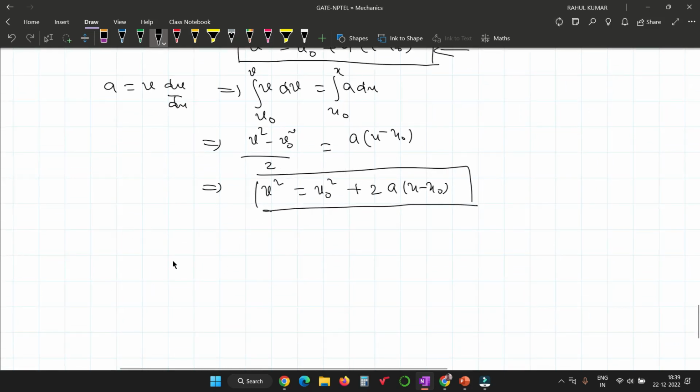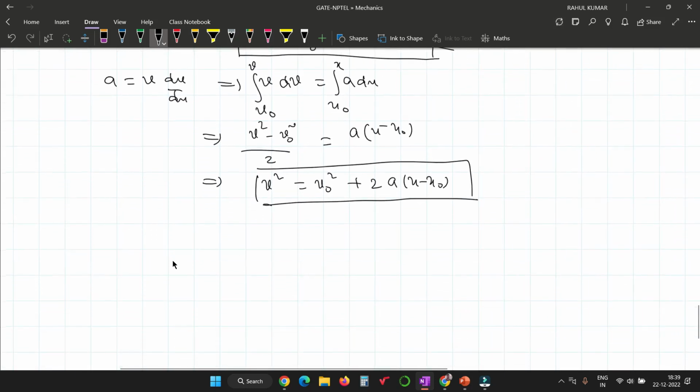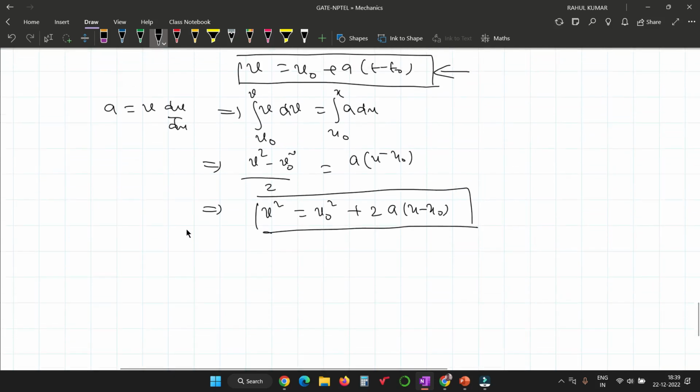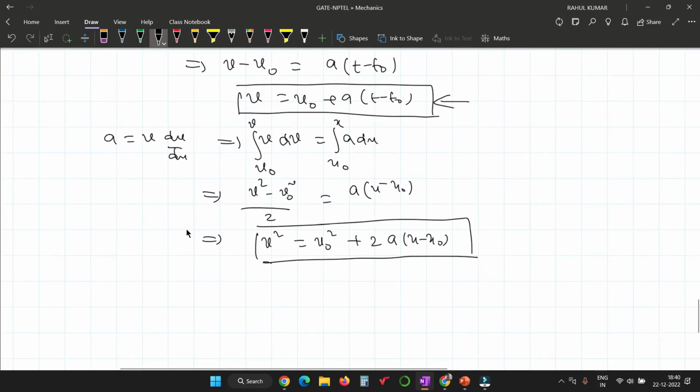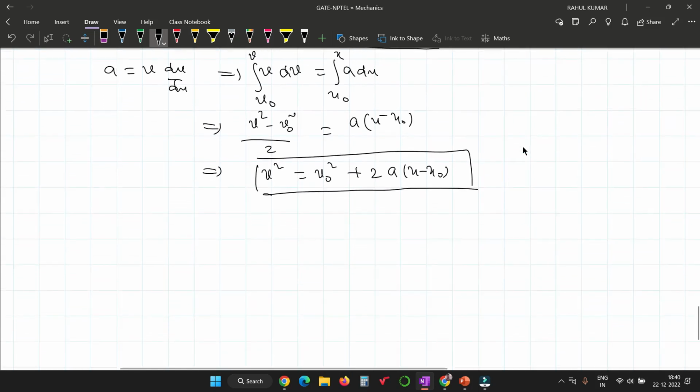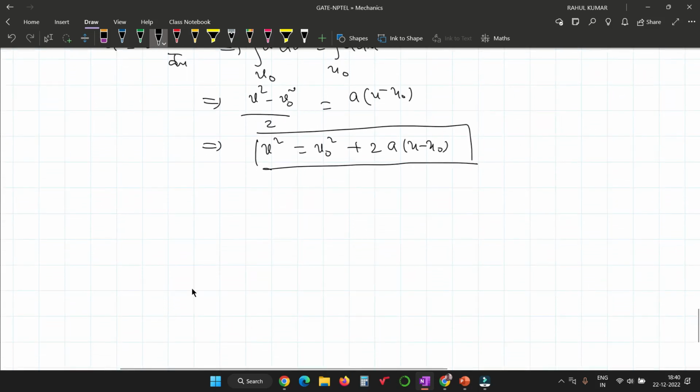And the third equation is, suppose, how will you derive the third equation? Tell me. How will you derive the third equation? Do you know about the third relation? Yes, sir. s is equal to ut plus half at square. Yeah. So the third relation can be derived like this.